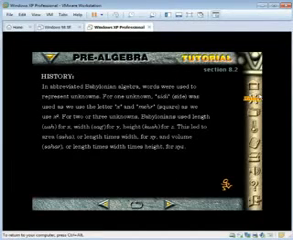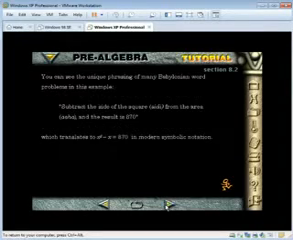History. In abbreviated Babylonian algebra, words were used to represent unknowns. For one unknown, sidi, side, was used as we use the letter x, and mer, square, as we use x squared. For two or three unknowns, Babylonians used length, ush, for x, width, sag, for y, height, kush, for z. This led to area, asha, or length times width, for x times y.